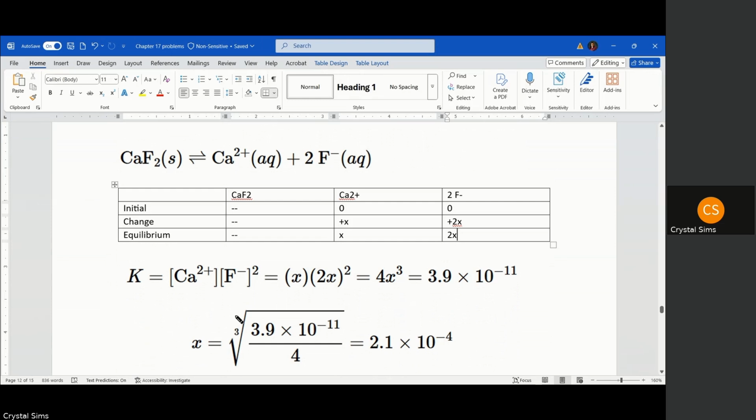Okay. So when you're putting this in your calculator, make sure that you don't just do square root, that you actually have to do the cube root on this. And of course, every calculator is a little different, but you should be able to put in the cube root on your calculator. So when we do the math, we end up with X equaling 2.1 times 10 to the negative 4. So that gives us our equilibrium concentration. So if we were to just plug this in up here, calcium 2.1 times 10 to the negative 4.